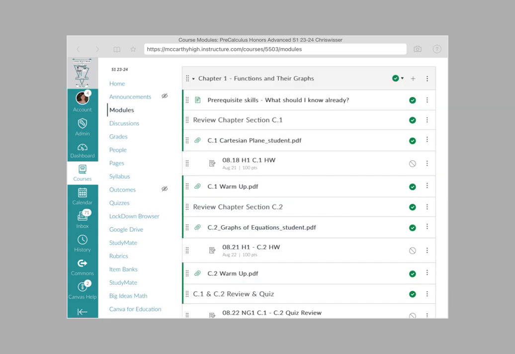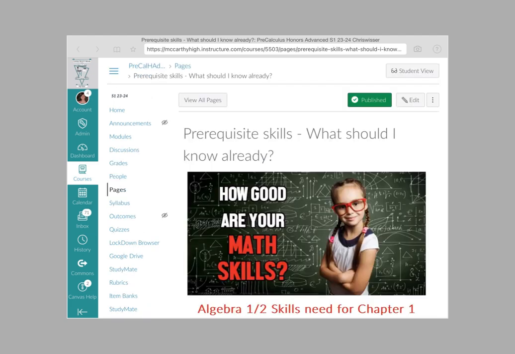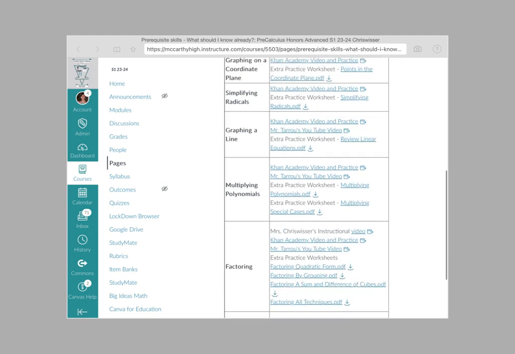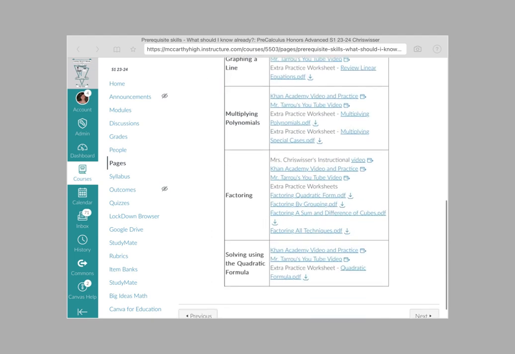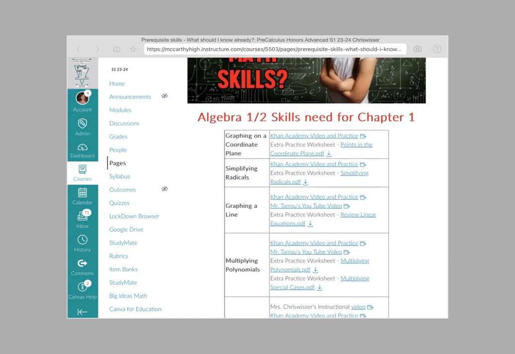So if you click on it, it actually takes you to a page of all the Algebra 1 and 2 skills that you need for Chapter 1. So everything that's like a prereq skill, and some stuff is basic and some stuff is complicated. But if you know you need the extra practice on it, this is where this lives.